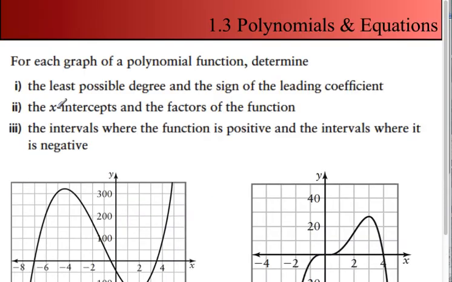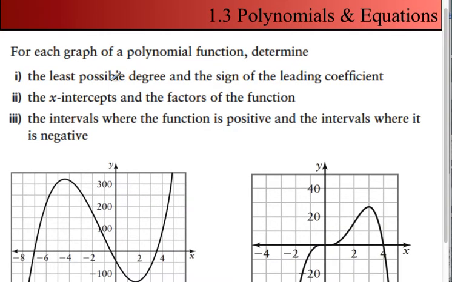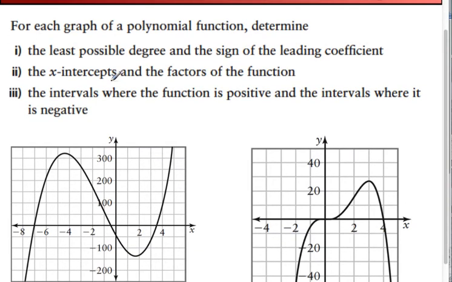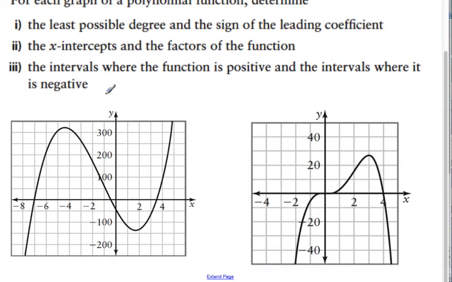One more example here. Last one to take notes on. Okay, for each of these, we're going to determine the least possible degree, the sign of the leading coefficient, the x-intercepts, and the factors, and then we'll talk about the intervals where the function is positive and negative. Okay, so least possible degree here, let's check this out. We've got 3 zeros, it's got this opposite end behavior. We're looking at an odd degree function. It's got 3 zeros, so I'm thinking degree 3. It's got 2 max/mins. So lowest we can say is this is a degree 3.